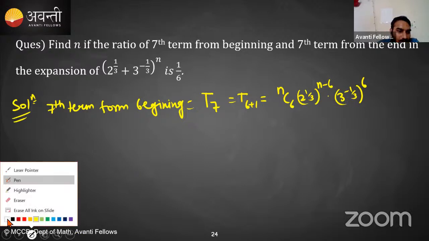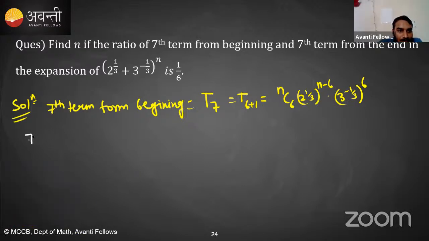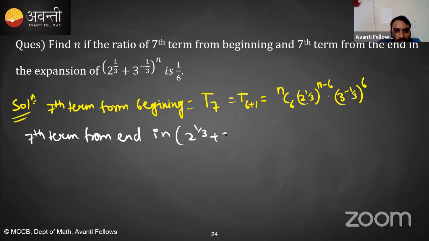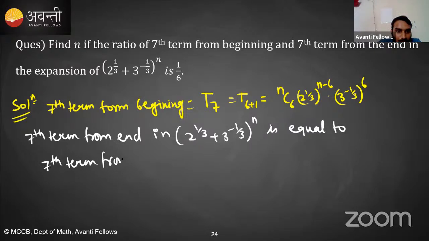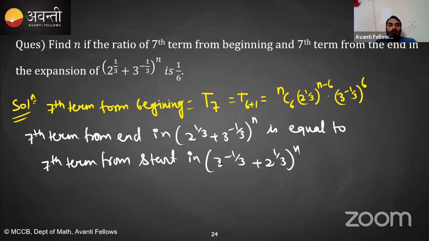Now we know that the seventh term from the end in (2^(1/3) + 3^(-1/3))^n is equal to the seventh term from the start in (3^(-1/3) + 2^(1/3))^n. So we just need to find the seventh term from the start in this expansion.